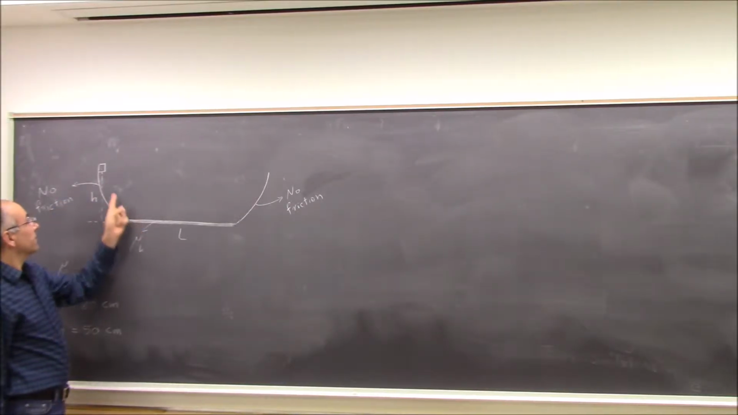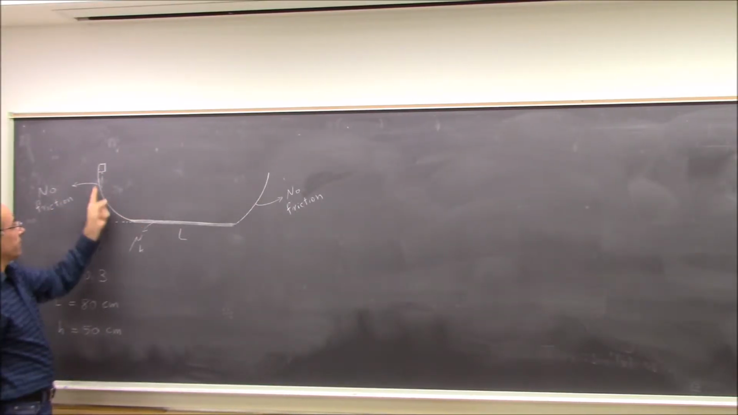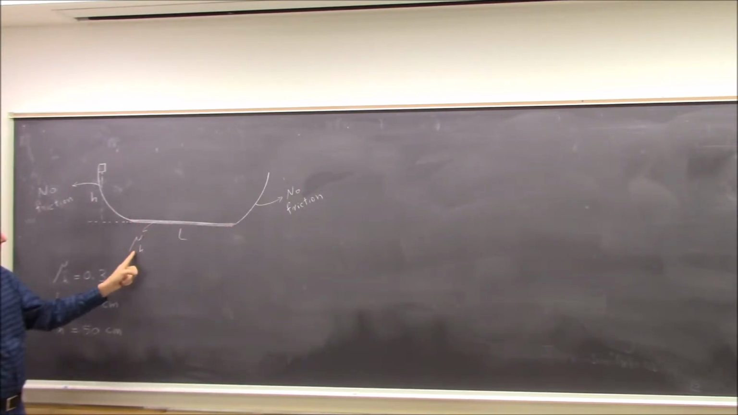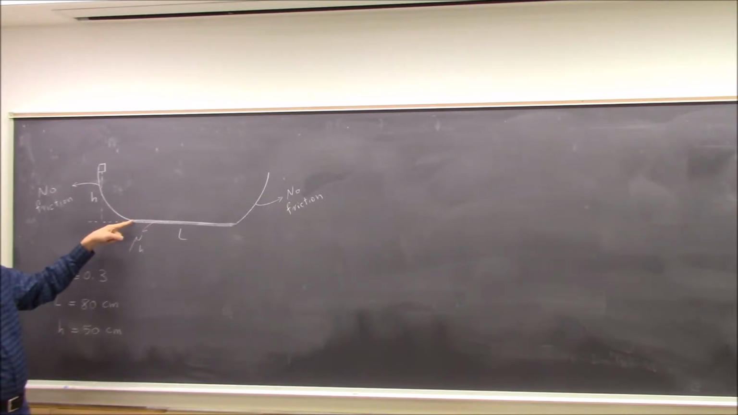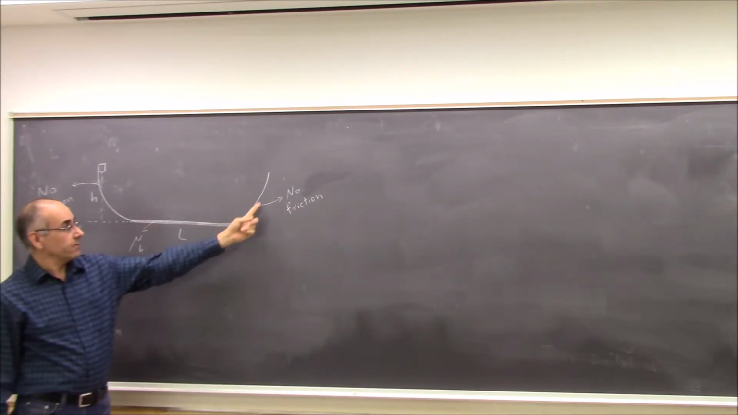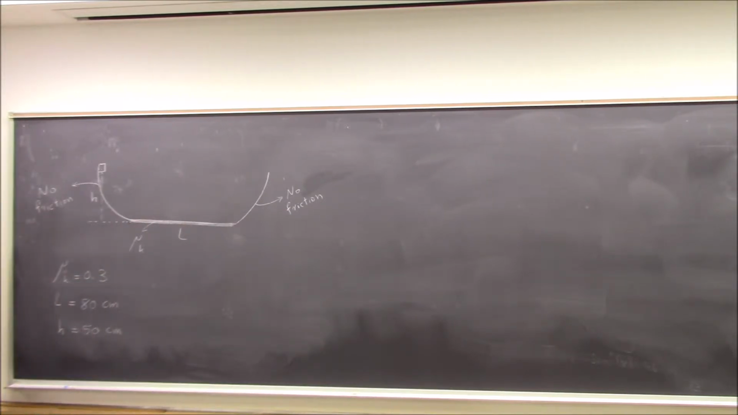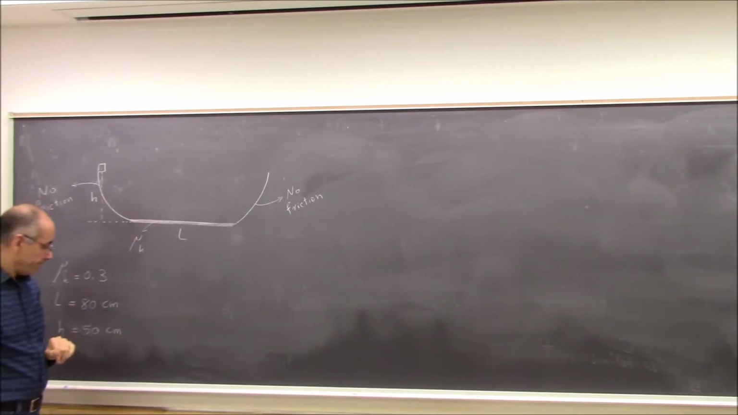We have this object on a frictionless curve here, coming to this part that has friction with mu k, and then slows down, goes possibly that way, and goes back and forth until it stops. We want to see how far from the left side of this flat part it is eventually going to stop.